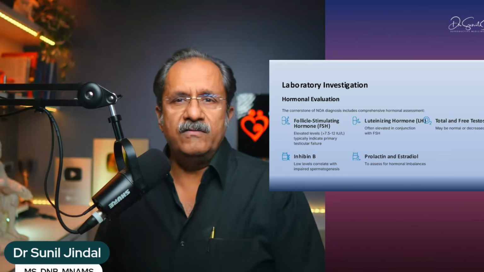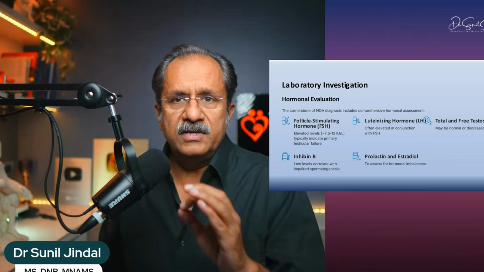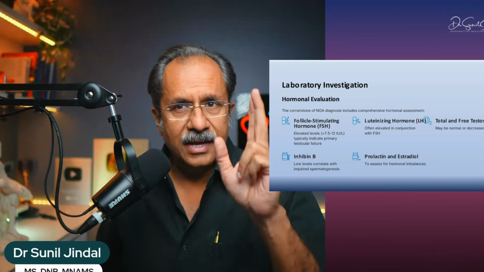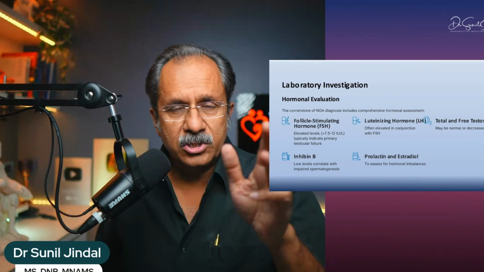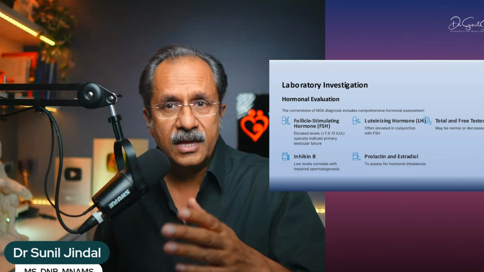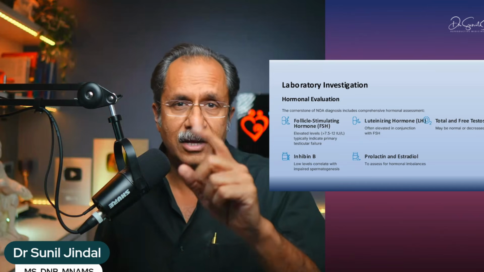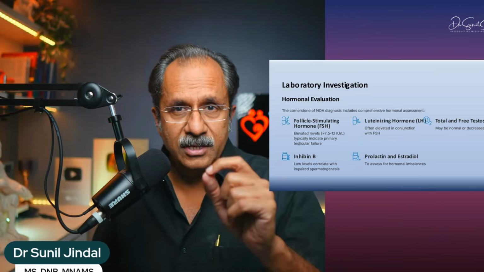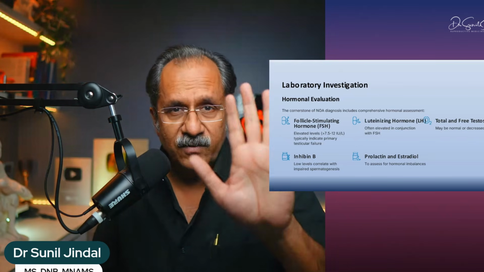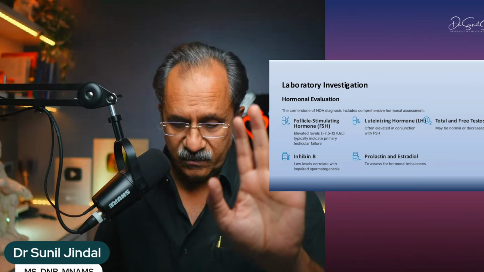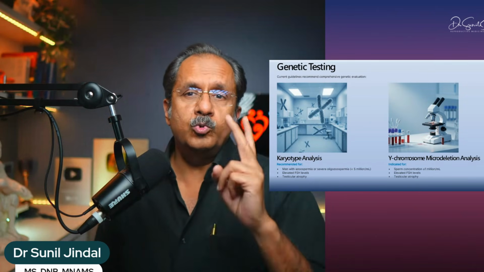Now, laboratory investigations. What investigations do you need to get done? FSH, LH, testosterone, inhibin B people get it done. I don't get it done a lot of times. And prolactin and estradiol if needed, if the weight of the patient is more. You need to get these hormonal investigations. So 5 things to examine, 5 things for hormonal investigation, and 2 genetic testings.